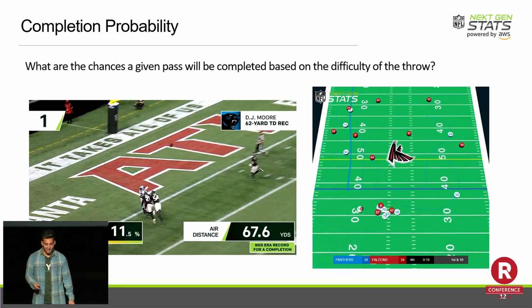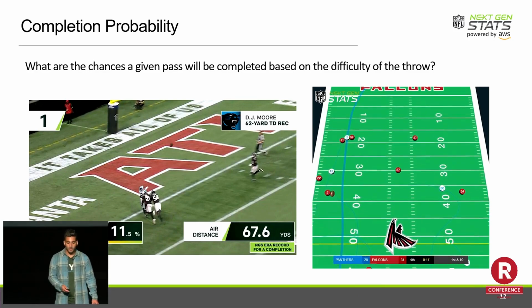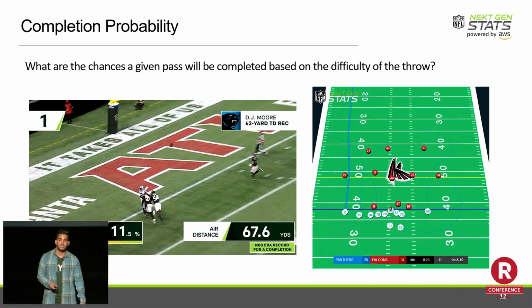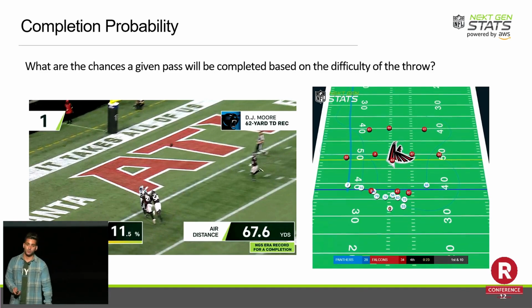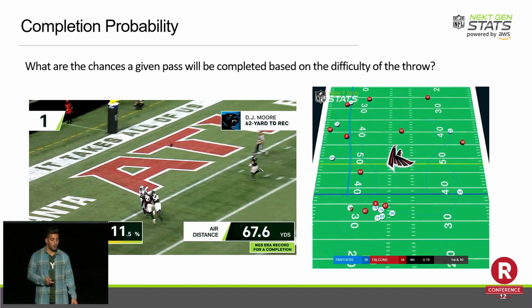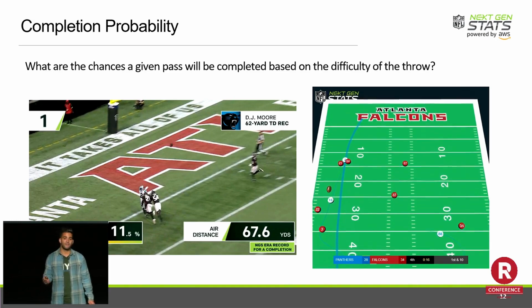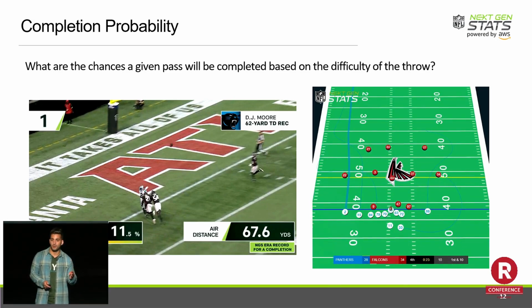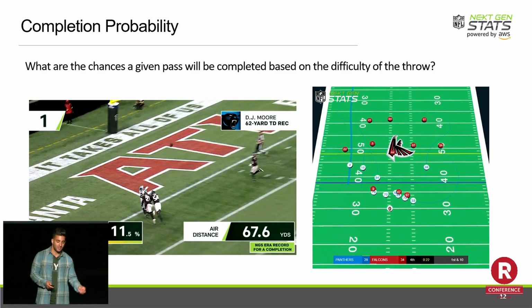the Panthers needed a touchdown. They were down by 6, it's 20 seconds left, and you can see Philip Walker rolls out to his left and finds DJ Moore downfield for a 62-yard touchdown. Our model said that the completion probability was 11.5%, the fourth lowest completion probability of any completion during the season.